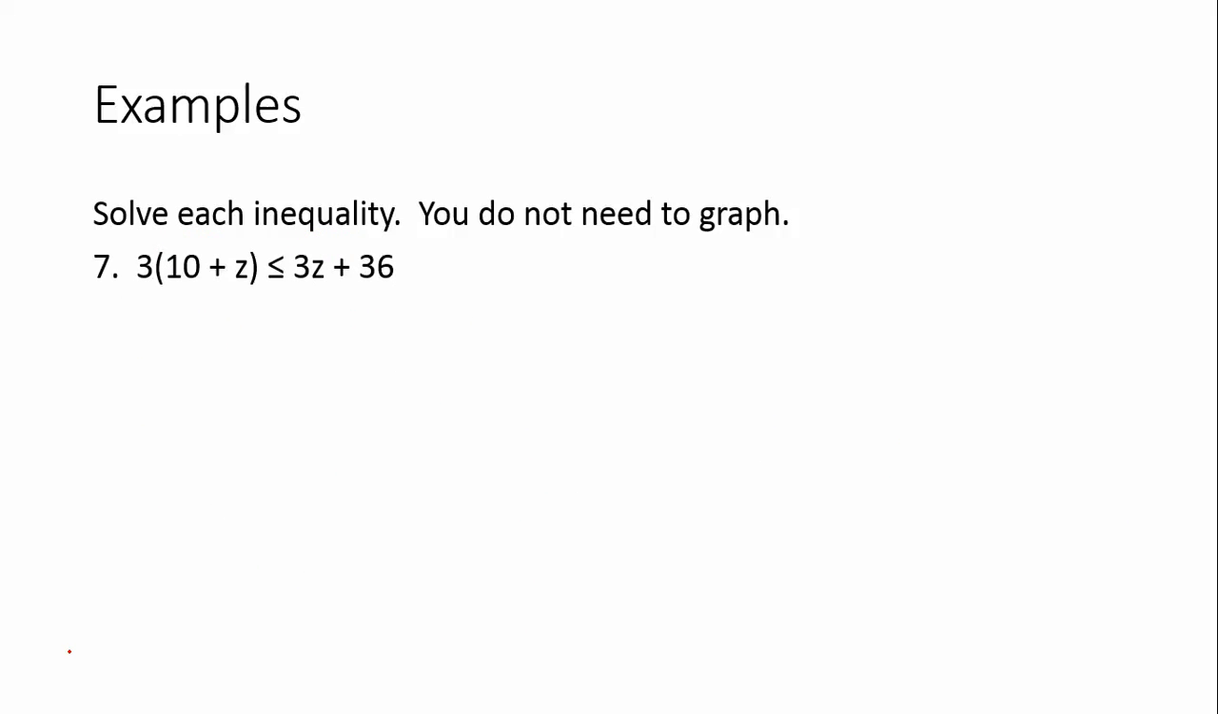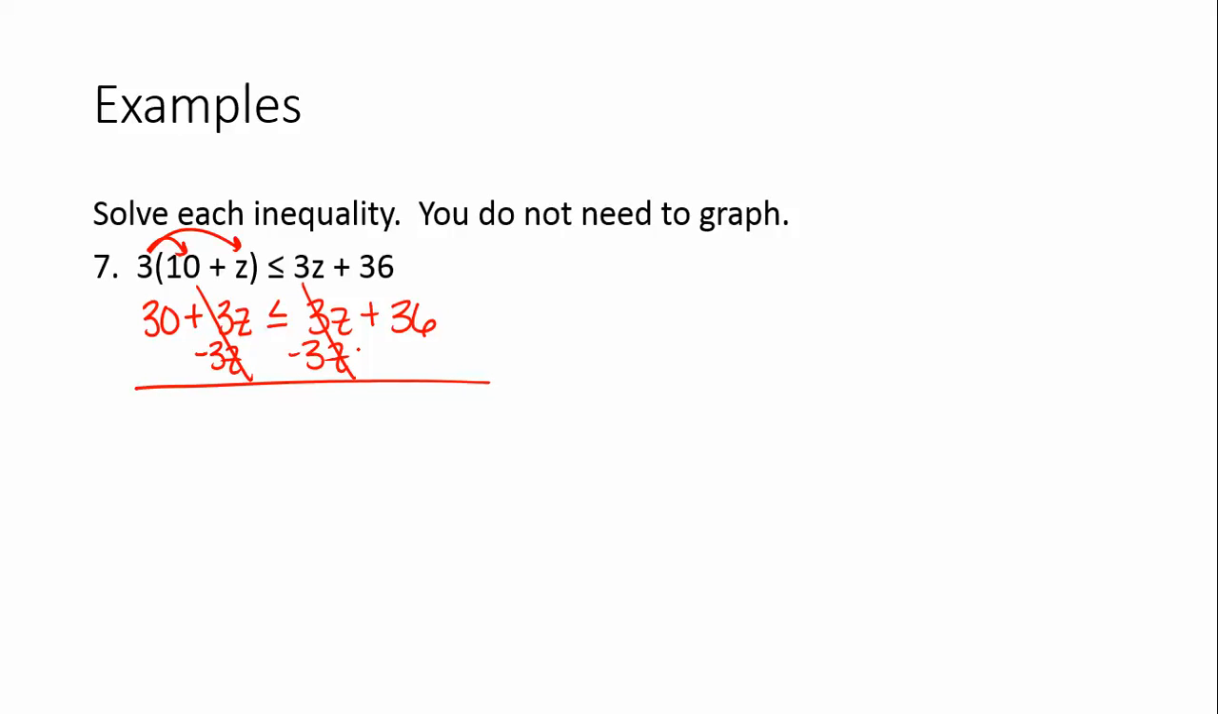Let's look at another example. Let's distribute first. So we have 30 plus 3z less than or equal to 3z plus 36. So if we subtract 3z to the other side, again, we're going to have our variables eliminate. So we're left with 30 less than or equal to 36. Now read that statement again. 30 less than or equal to 36. Is 30 less than or equal to 36? Yes, this is true. 30 is less than or equal to 36.